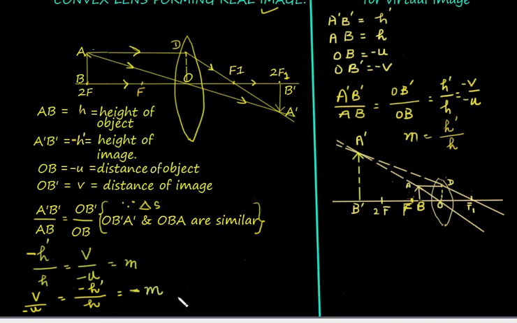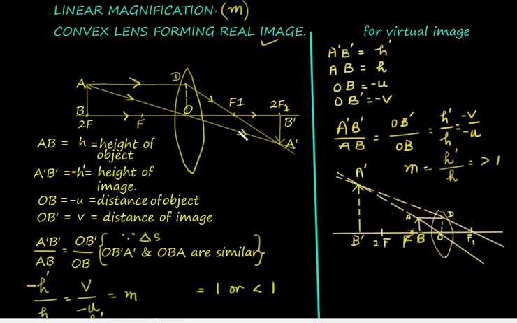So magnification value will be less than 1. In the case of virtual image, image is always greater than the object, therefore it is always greater than 1. For real image, it can be 1 or less than 1. Now let us also talk about aerial magnification.